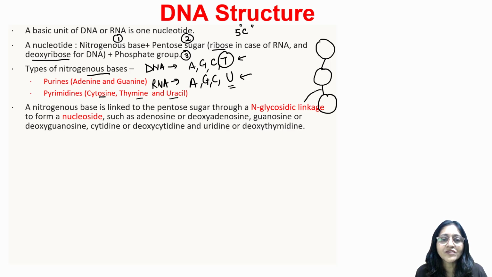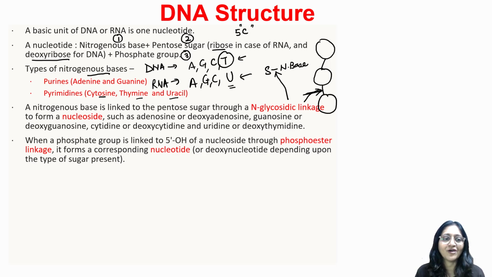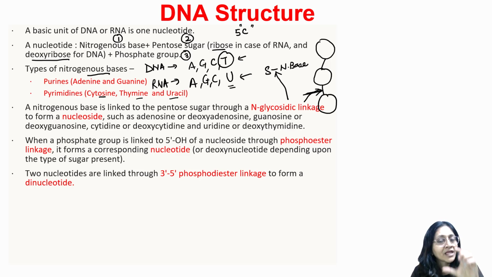So the bonds which have been formed here are called phosphodiester bonds. And the bonds which have been formed between the sugar and the nitrogenous bases are called N-glycosidic linkage. We will understand these bonds further, and we will also understand the structure of a nucleotide, how one nucleotide is formed, right? So we understood the bonds which will be formed between the sugar and nitrogenous base.